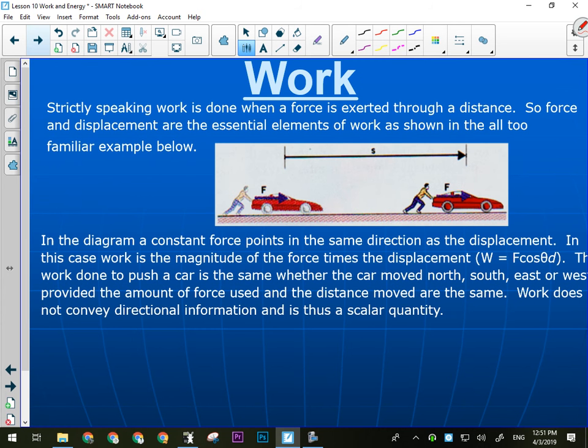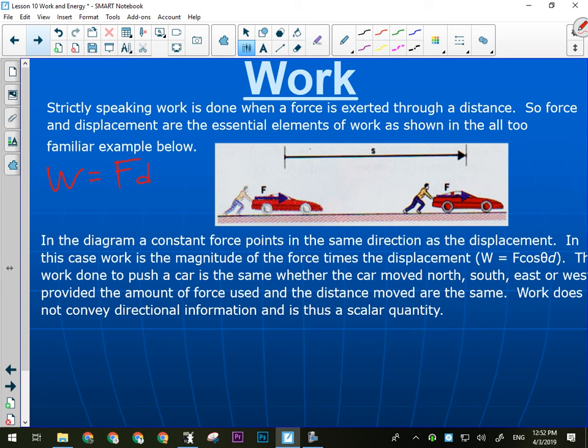All right, so strictly speaking, and you learned this in Science 10, work is done when a force is exerted through a distance. So if I'm pushing a stalled car, I'm doing work because I'm exerting a force and the car is moving in the direction in which I am pushing it. Is it possible for me to do work using a force not directed in the direction the object is moving? Yes, it is. Just not all of my force is actually doing work. And we'll look at an example of that in a little bit.